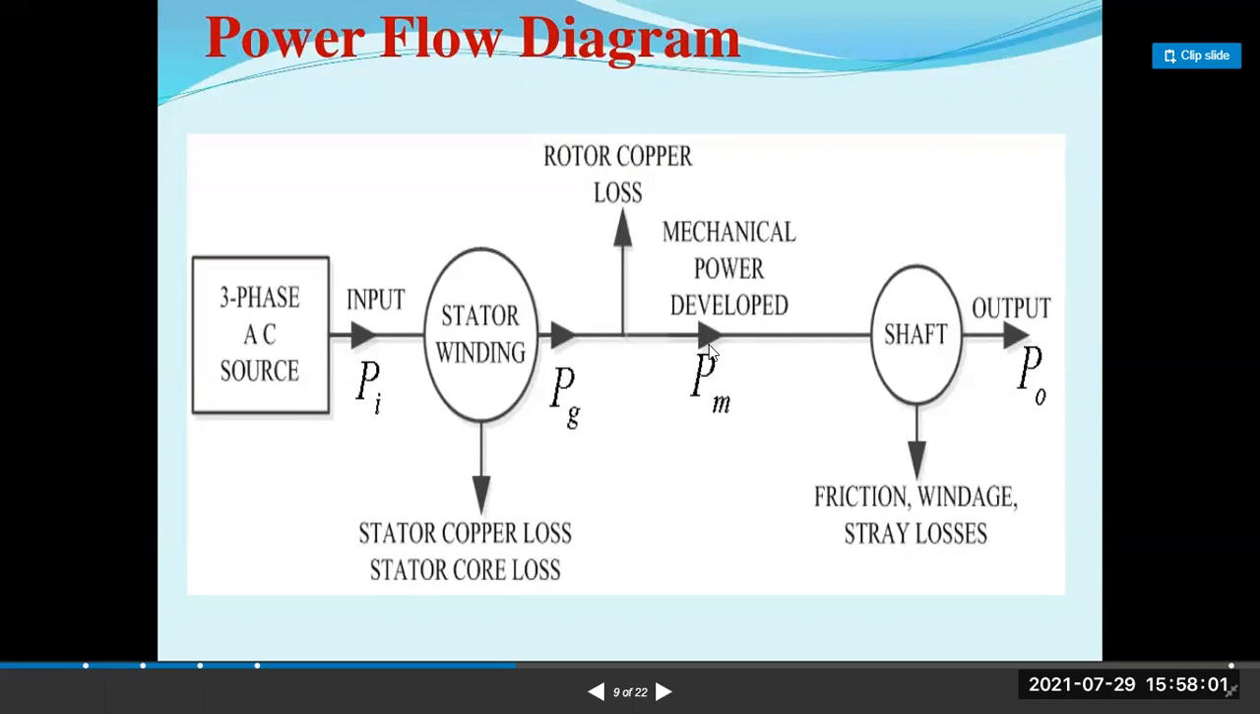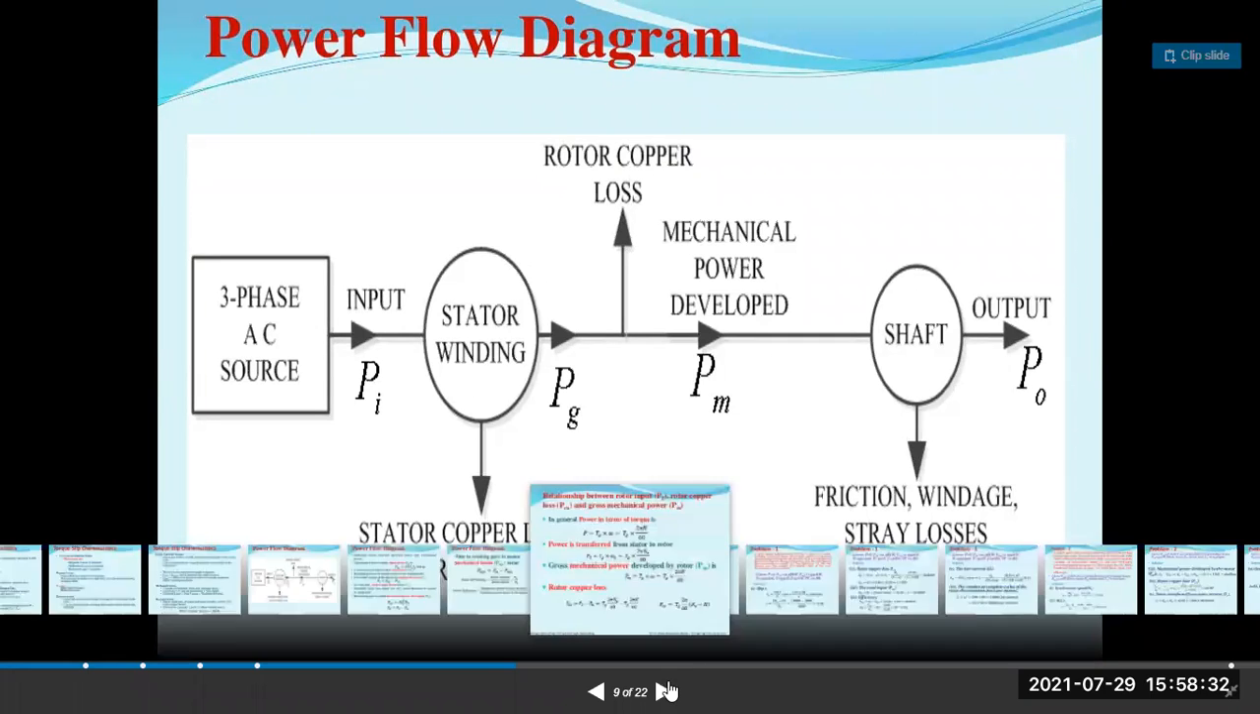As the output power is developed, it will be delivered to the output through the shaft. The shaft is a combination of friction, windage, and stray load loss. So there is a particular terminology for where these losses occur. The stator winding has two types of losses. The rotor has rotor copper loss. And for the shaft, there is friction, windage, and stray load loss. So this is the single line diagram of the induction machine losses.